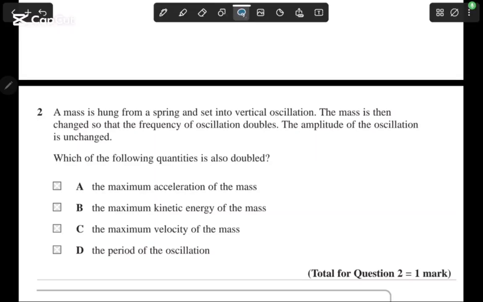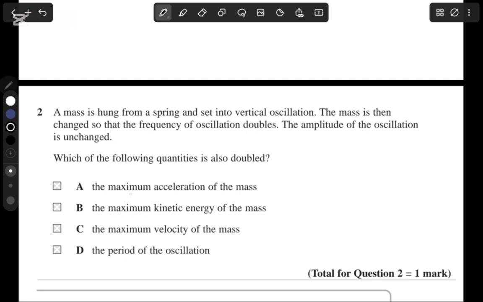Exam walkthrough for you from oscillations. A mass is hung from a spring and set into vertical oscillations. The mass is then changed so that the frequency of oscillation doubles. The amplitude of the oscillation is unchanged. Which of the following quantities is also double?